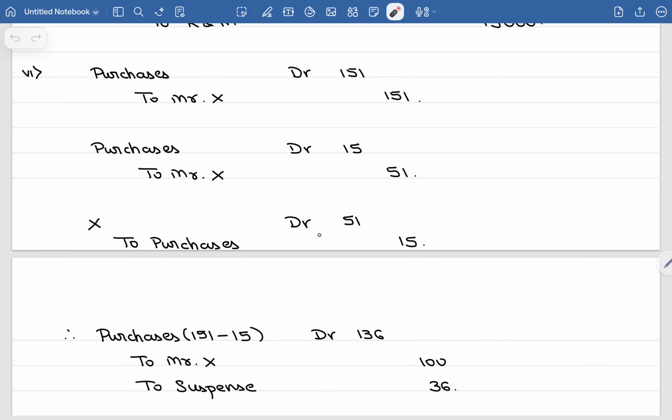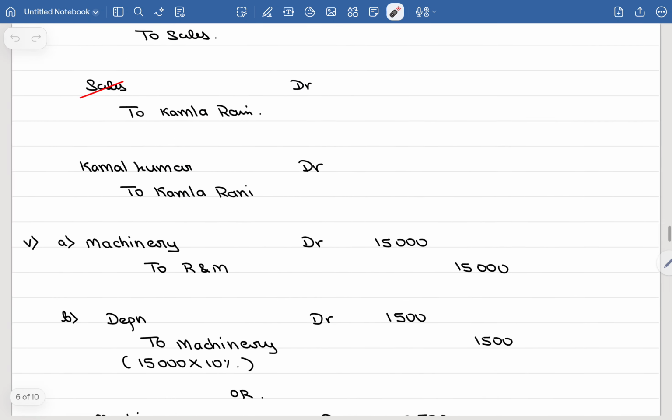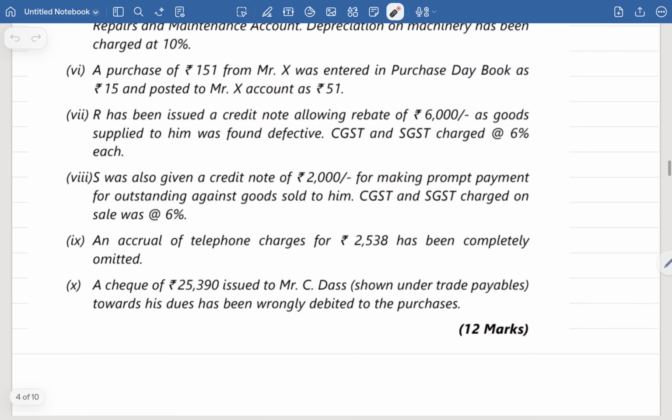Then X account and purchase account are over, but still our journal entry is not tallied. There is a difference of 36 rupees. Which account can I use in this case? I will use the suspense account to tally this journal entry. Debit has to be always equal to credit. That is why we will use the suspense account, rupees 36. Easy one. Next one. Entry number 7.